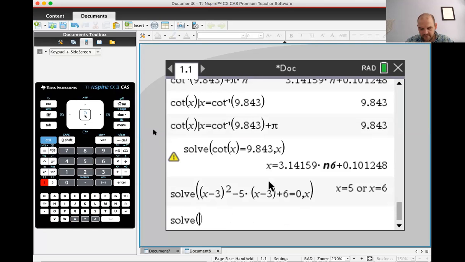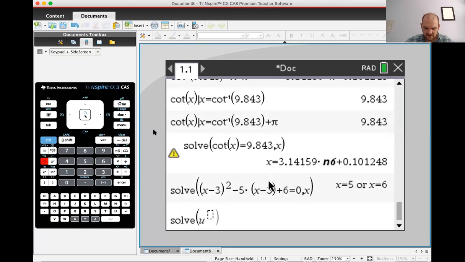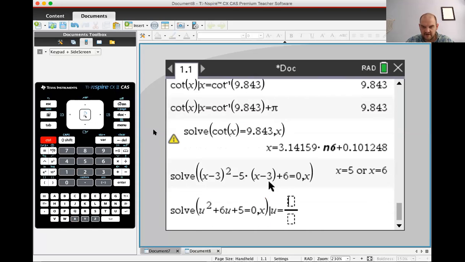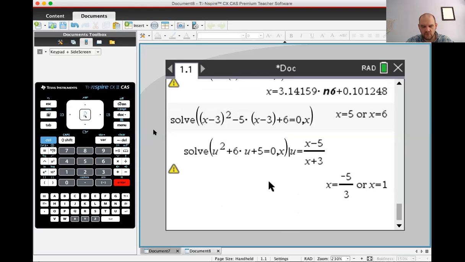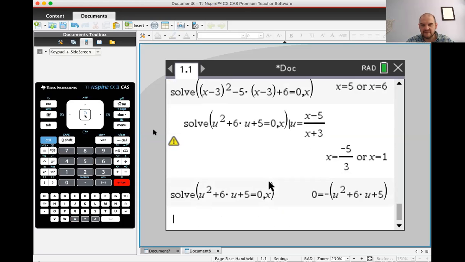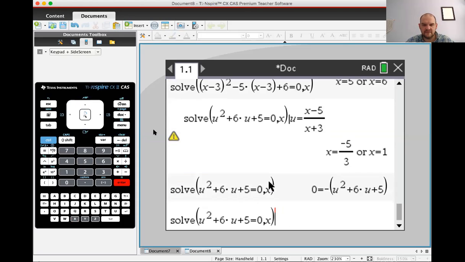Maybe you can do this. I'm going to try this: u squared plus 6u plus 5 equals 0, comma x, such that u equals... I don't know what's going to happen here. This might work, it might not. I'm trying to save myself from having to do it by hand. Interesting. I got one of those answers. I did not get the other one. Let me solve this for u.